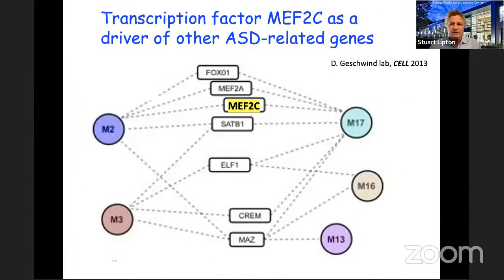So here's some of Dan's data from a paper in Cell, and you can see these 5 hubs of genes that are many of the genes that Joseph showed you in the prior talk. And MEF2C and MEF2A are 2 of a few transcription factors. Transcription factors are proteins that go in and turn on genes. So they control many of the other known autism genes.